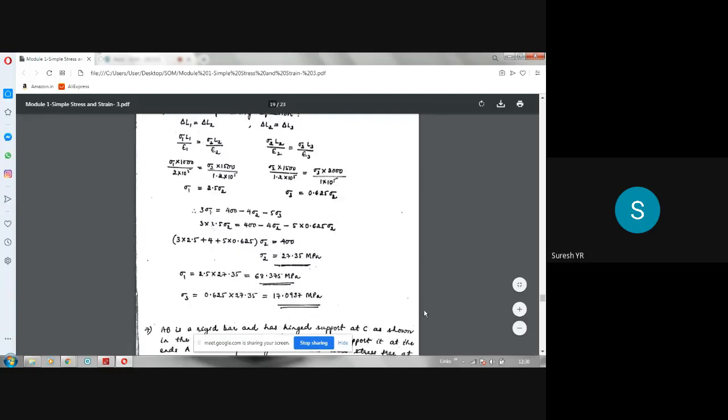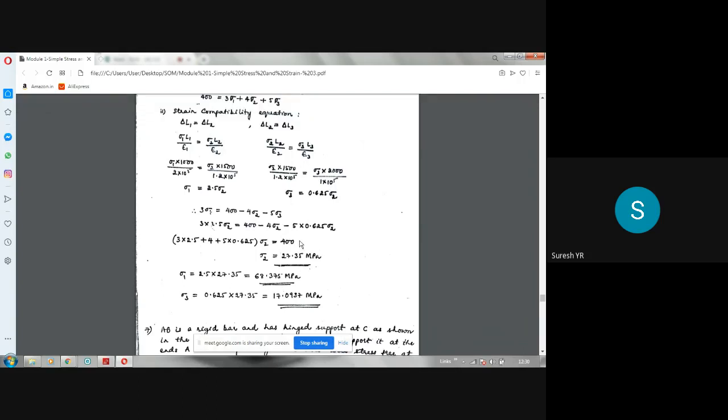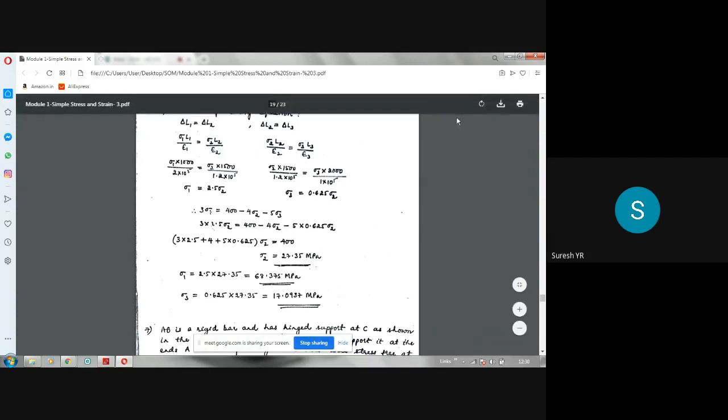So you see here, that has been done here. So we have expressed sigma 1 and sigma 3 in terms of sigma 2 and we have solved. So sigma 2 you are going to get 27.35 MPa. So that is the stress in the second rod. Then if you just use these two, you will get the sigma 1 and sigma 3 values. Okay, that is the answer.